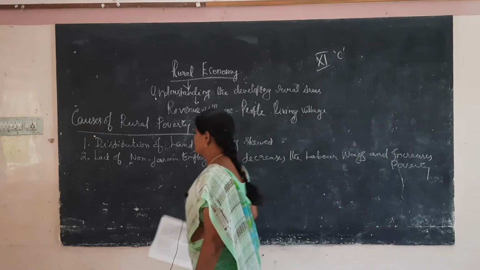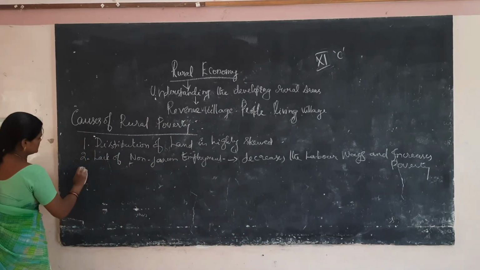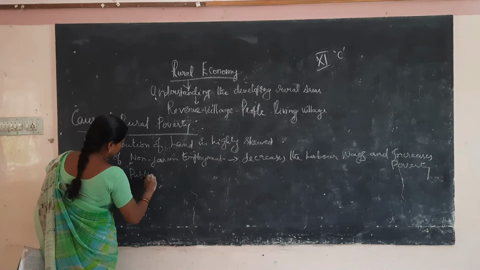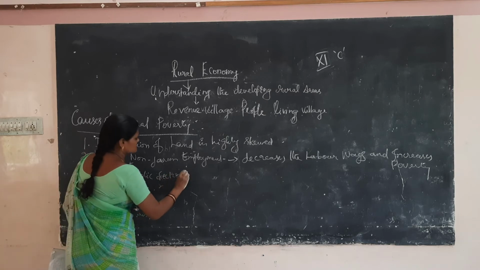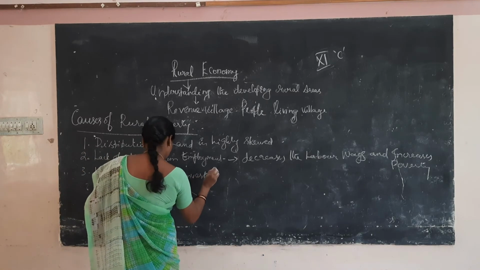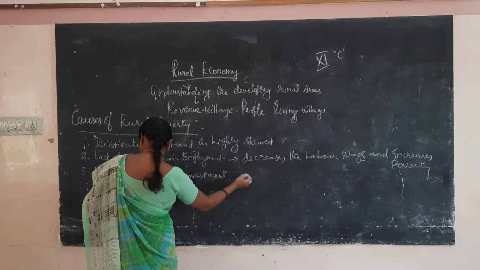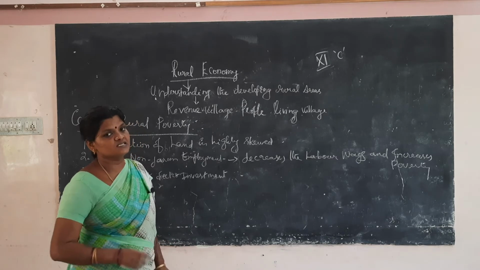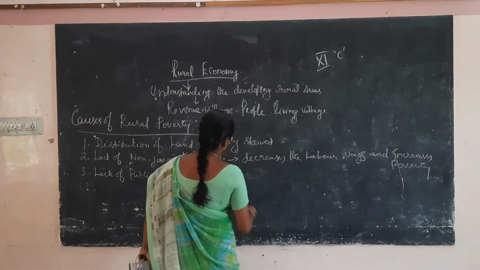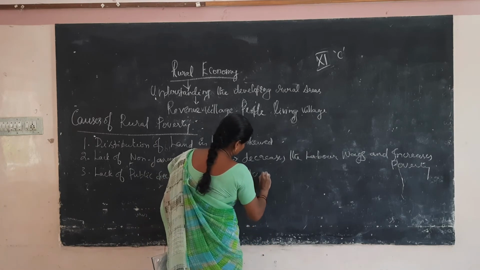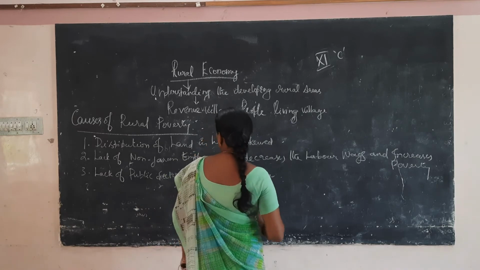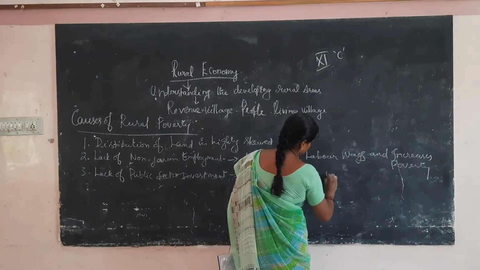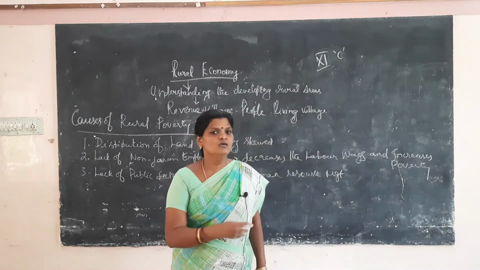Next one is lack of public sector investment. On human resource development, here the public sector investment is lacking in human resource management. The lack of human resource management leads to rural poverty.